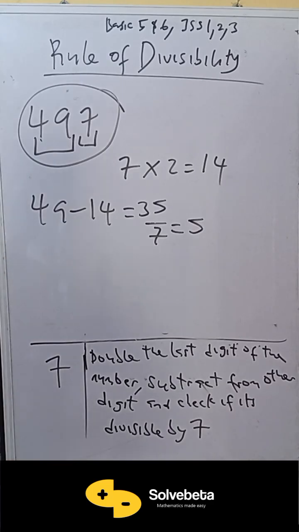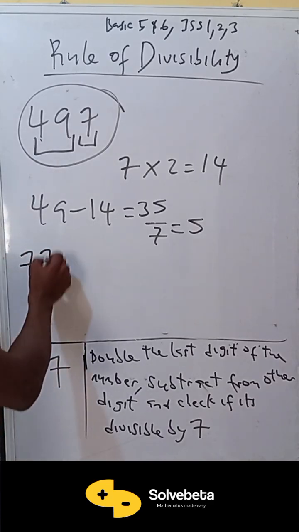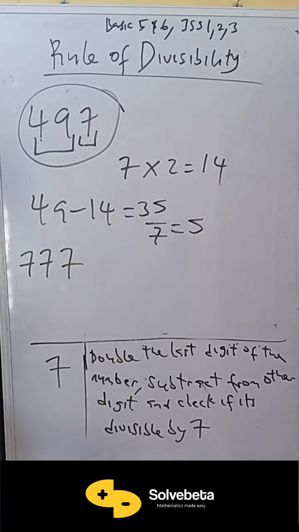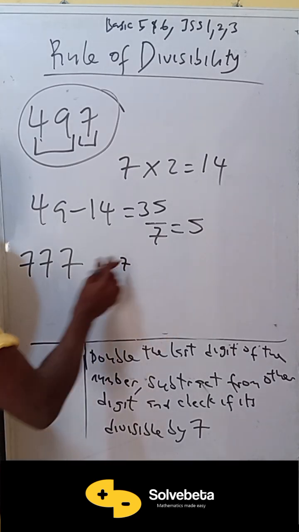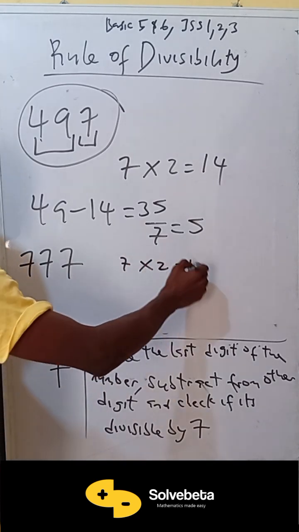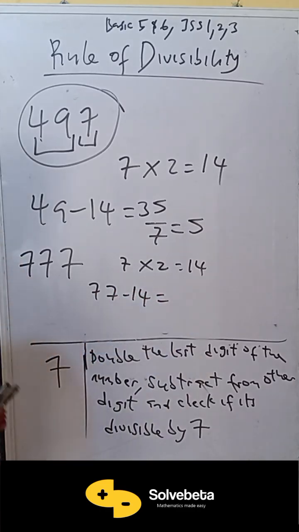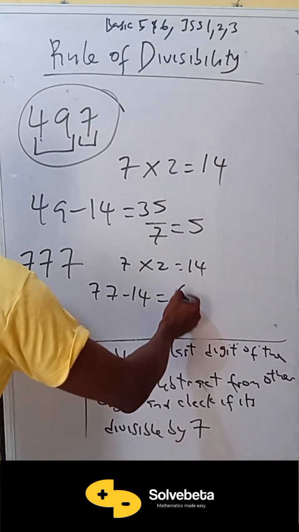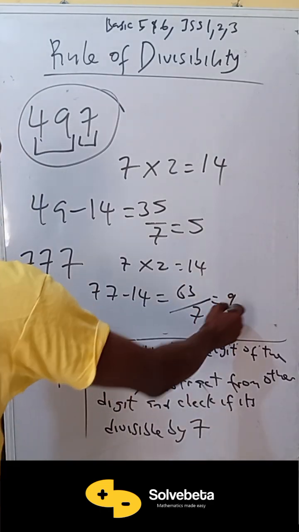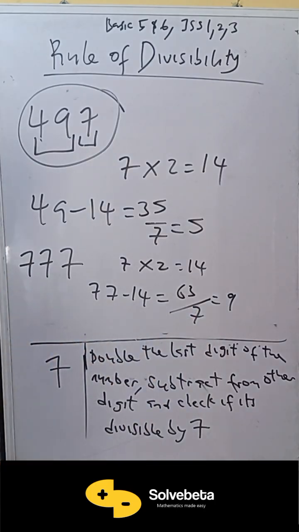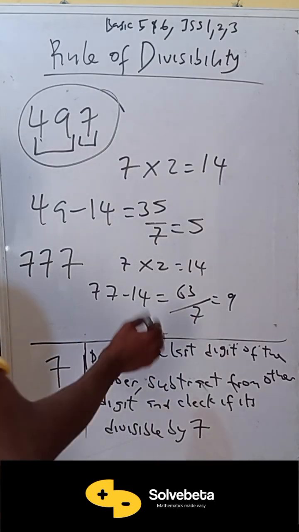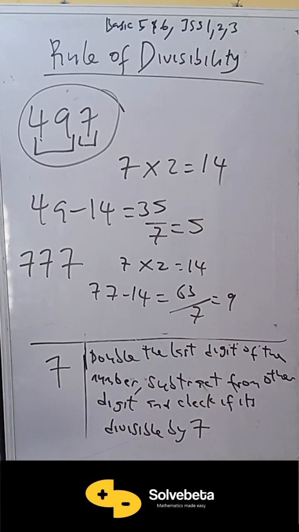Let's try another one. 777. Take this last digit, 7, multiply by 2, you have 14. 77 minus 14 should be 63. 63 can be divided by 7 to give you 9. So it means that 777 can be divided by what? 7.